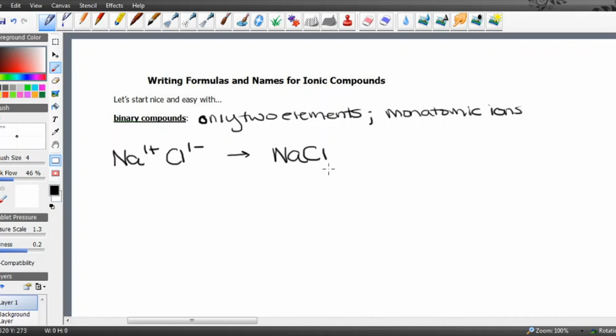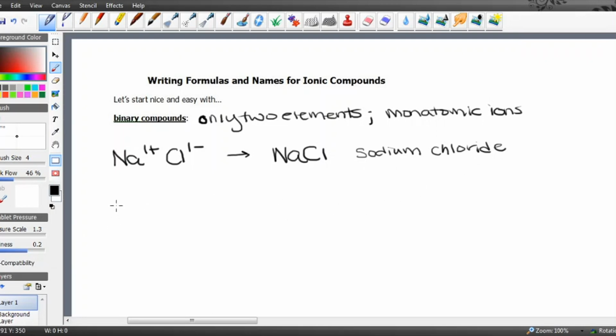Now, we'll also start talking about the names for these compounds. When we go to name the formula, we name the cation first. Just like we write the cation first in the formula, we also name the cation first in the name. And so that cation is sodium. And then we name the anion, but we change the anion ending to "ide." Okay, so for monatomic anions, we change the ending to "ide." So that is sodium chloride.